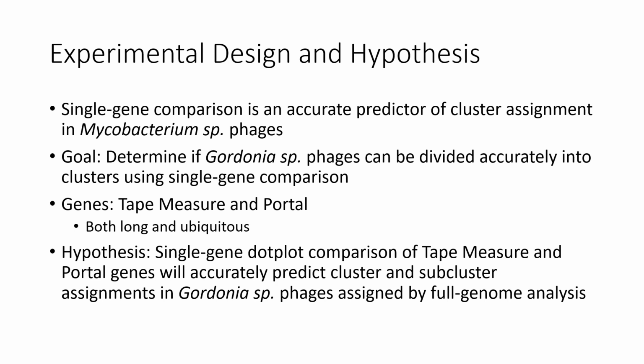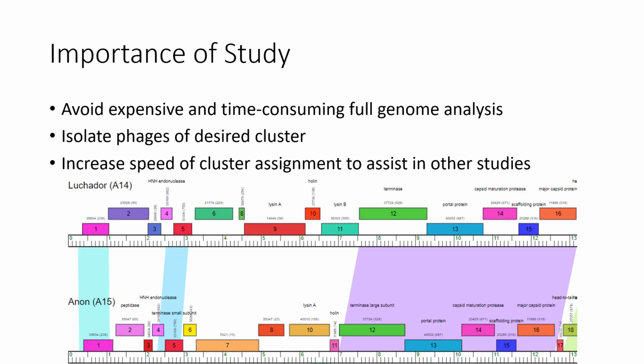My hypothesis was that single gene dot plot comparison of tape measure and portal genes will accurately predict cluster and subcluster assignments in Gordonia phages assigned by full genome analysis. Being able to quickly identify a phage's cluster and subcluster would be very important to the future study of bacteriophages because as of now, the main method of determining a phage's cluster and subcluster is by using full genome analysis, but this is both expensive and time consuming. It takes a long time for the reactions to progress and the reagents are fairly expensive.